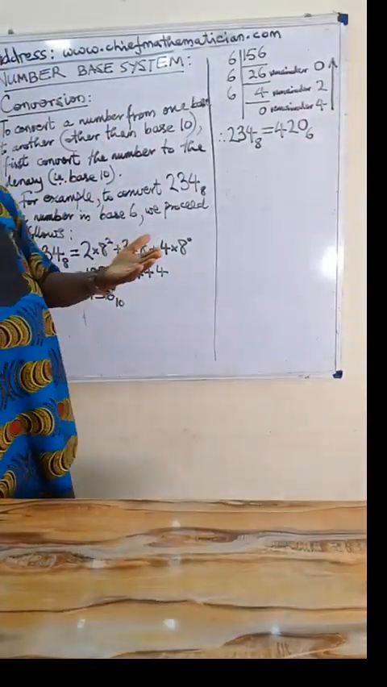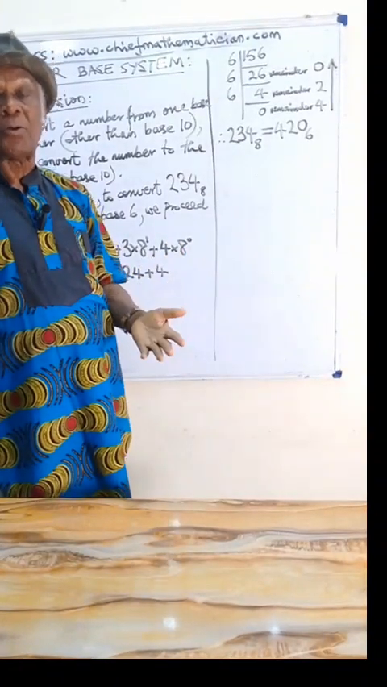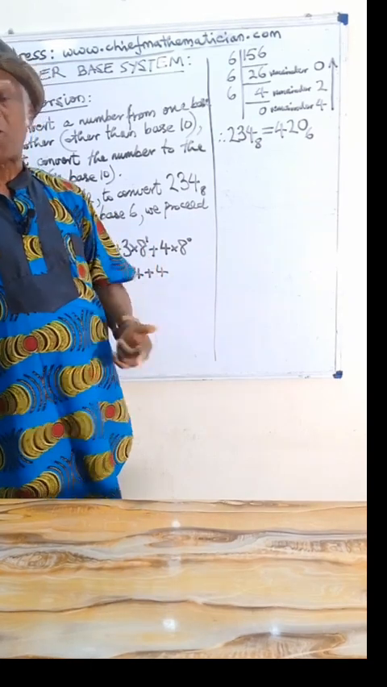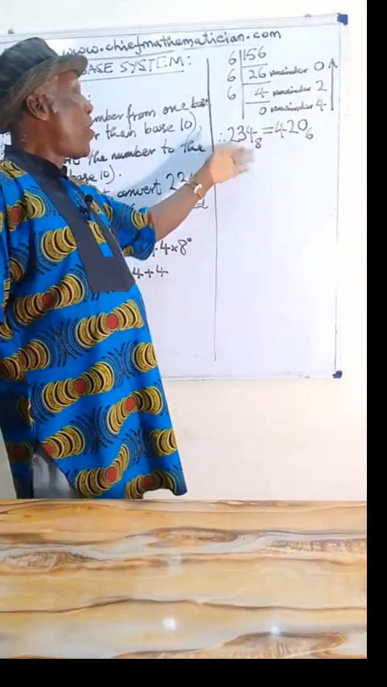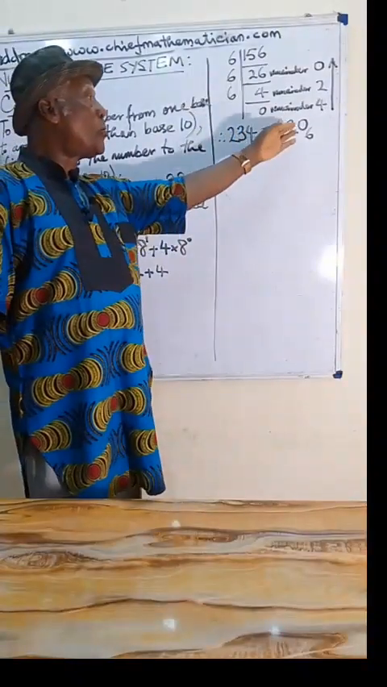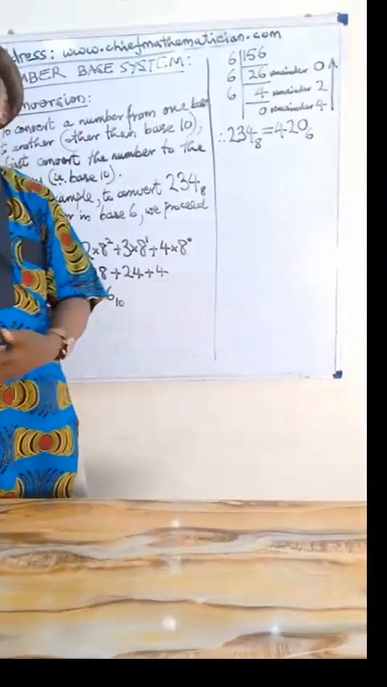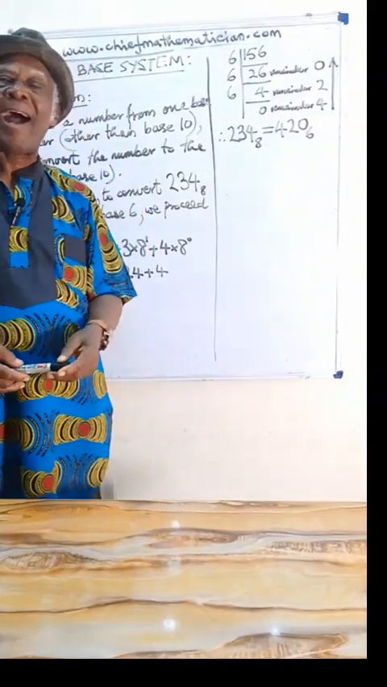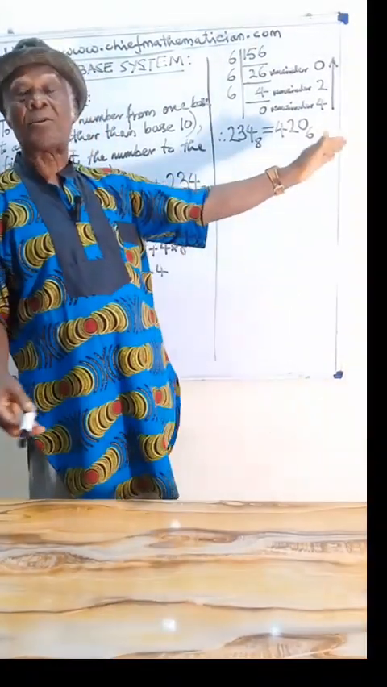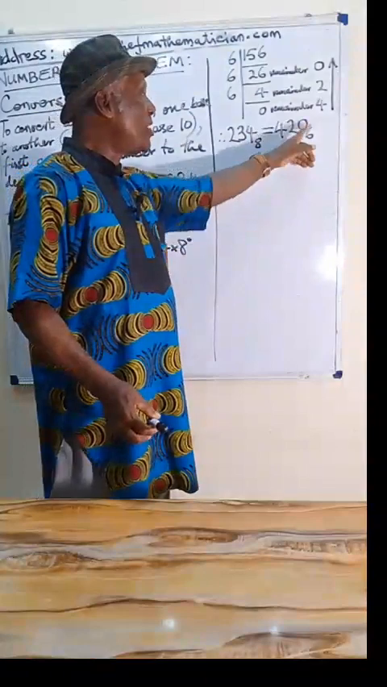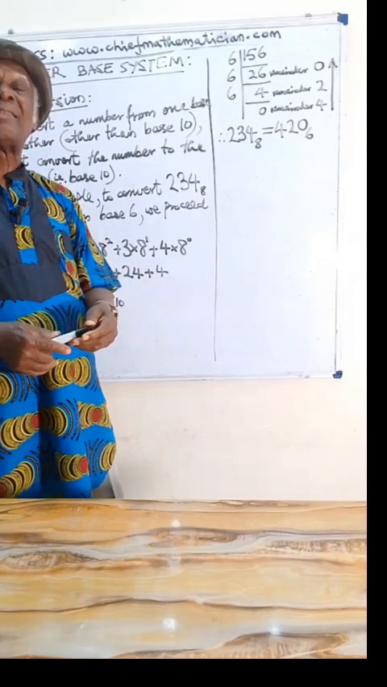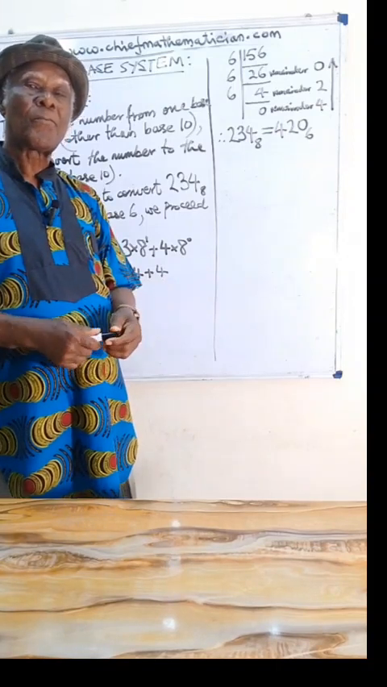Remember, there's something you usually do in mathematics so as to know whether your answer is right or wrong. 234 in base 8, we are saying it is equal to 420 in base 6. We can check it. We can verify it. How do we verify it? 234 in base 8, convert it to a number in base 10. 420 in base 6, convert it to a number in base 10, and see whether you will get the same thing or not. We check.